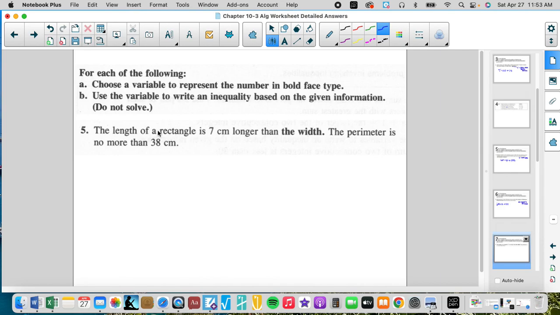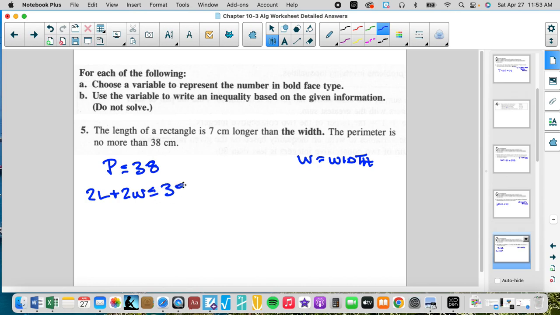The length of a rectangle is 7 centimeters longer than its width. The perimeter is no more than 38 centimeters. So W equals the width. That's pretty easy. We know the length is 7 centimeters longer than the width. But the perimeter, we need to know that, let's think about this formula. The perimeter at most is 38, no more than 38. It can be equal to 38, but it can't be greater than. And perimeter is 2 times length plus 2 times width.